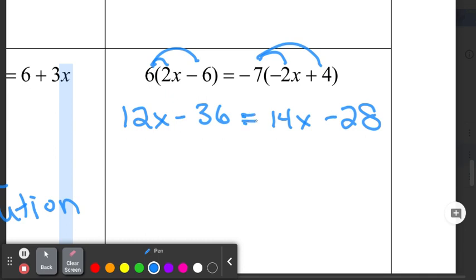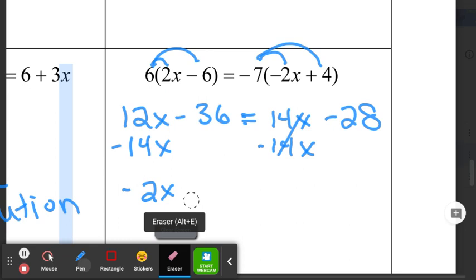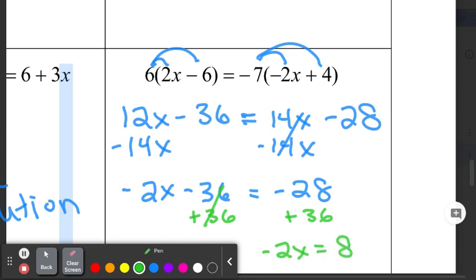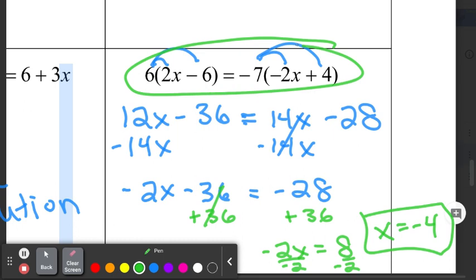Sometimes you'll have infinite solutions, no solutions. This is going to give you an answer. So what I'm going to do is minus 14x, get my variables on one side, negative 2x, whoops. I'm going to bring down minus 36 equals negative 28. So now I'm going to move my 36 over. These are big old numbers. Negative 2x equals 8. So when I divide both sides by negative 2, I get x equals negative 4. That's an actual solution. That means the only thing that will make this starting equation true is negative 4.